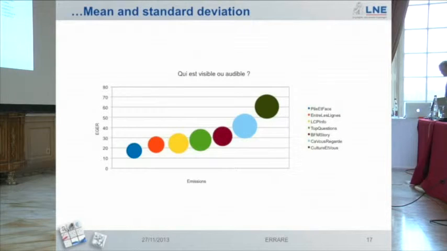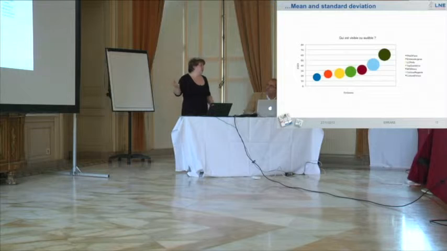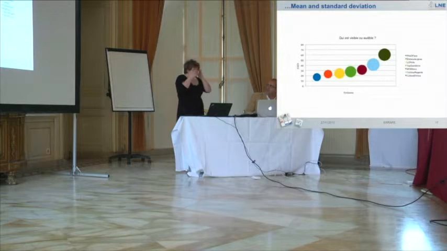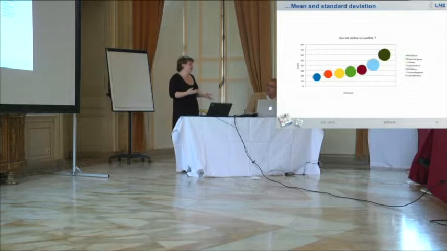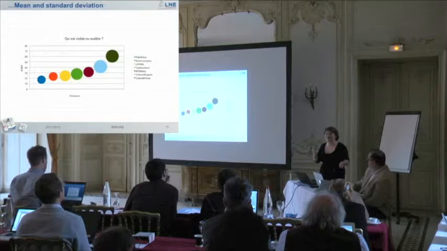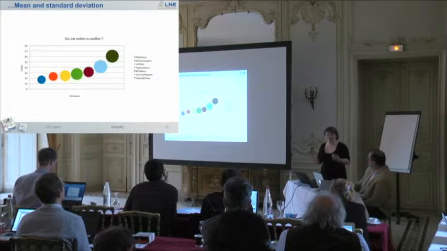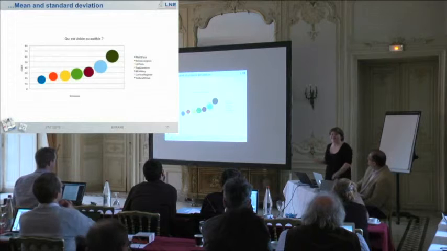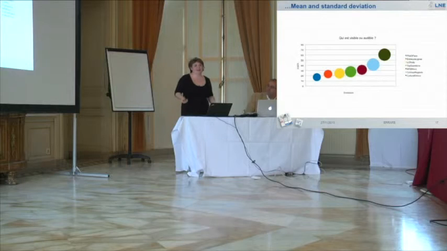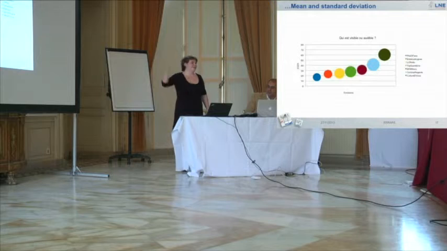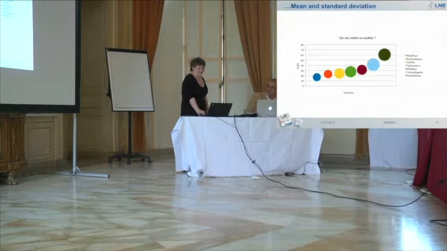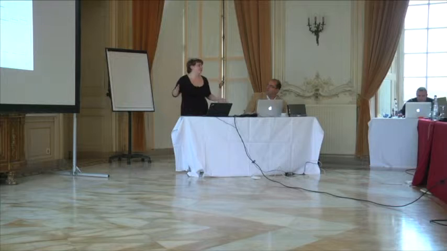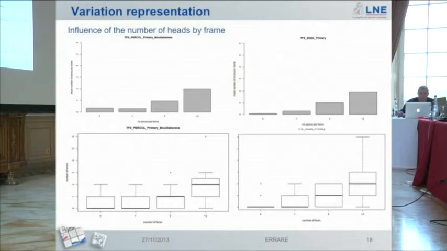Here you have exactly the same representation. This is exactly the same information, but it's represented by the mean and the standard deviation. It's not the same way to represent the same thing, and I don't know who prefers what kind of representation. Personally, I prefer this one, but my colleague prefers this one. So it depends on what you want to analyze and what you want to know. Here, maybe it's more synthetic. And here, you see the distribution of the values better.